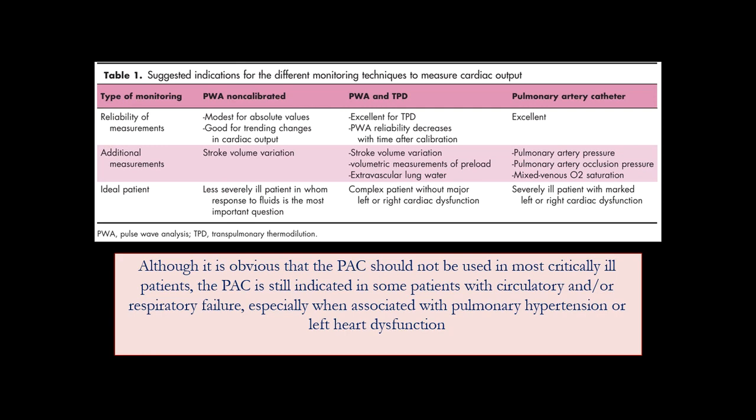So this is again a summary of the pulmonary artery catheter. As you can see here, the main indication, if we talk about the pulmonary wedge, this is pulse wave analysis, non-calibrated pulse wave analysis, calibrated with thermodilution, transpulmonary thermodilution, and the pulmonary artery catheter. As you can see here, they all are comparable except in the severely ill patient with marked left or right cardiac dysfunction. These things can go wrong, then we need a pulmonary artery catheter.